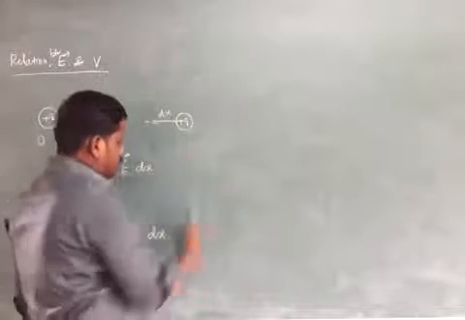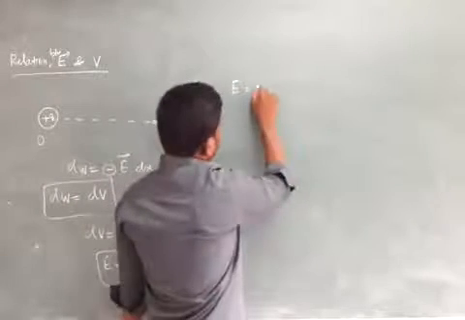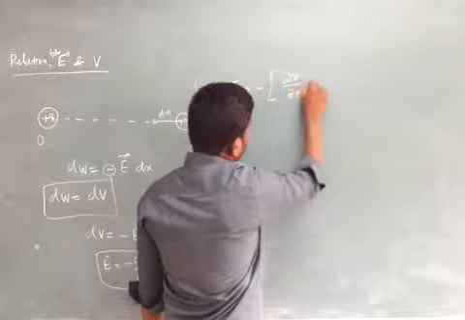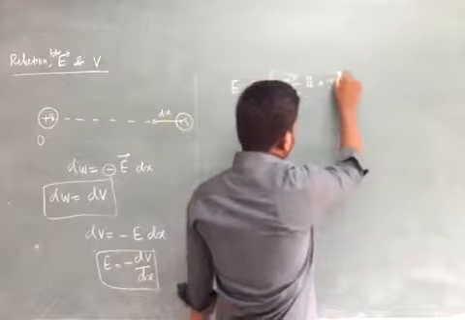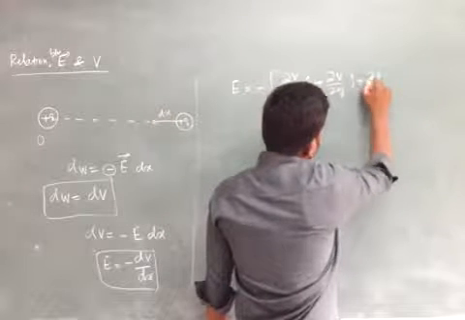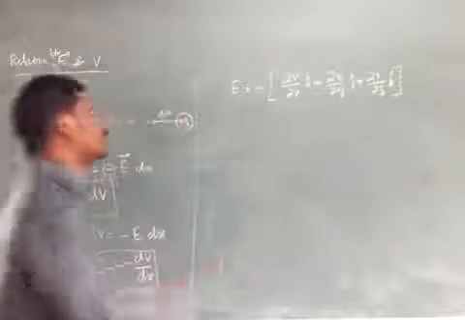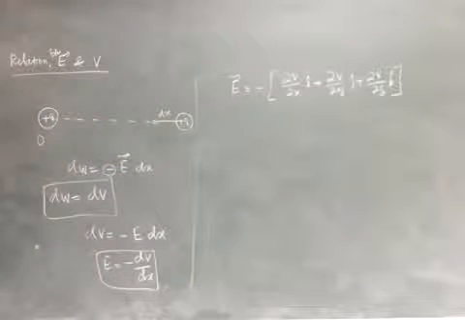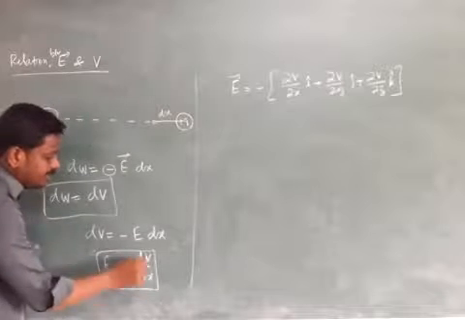In general, we can write electric field E is equal to minus dou V by dou x in the i cap direction, that is the x direction, then dou V by dou y in the j cap direction, then dou V by dou z in the k cap direction. In both ways we can represent it, so it's a partial derivative. So electric field is the negative gradient of the potential.